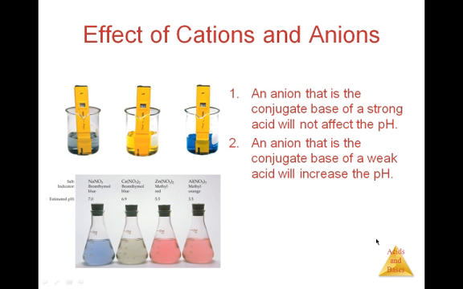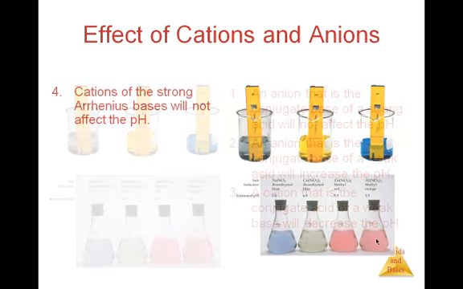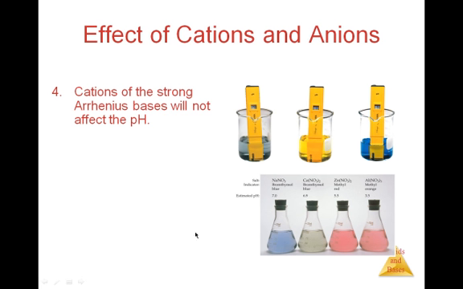Continuing back to the prompts, an anion that is the conjugate base of a weak acid will increase the pH. And then the last one is what I was referring to, a cation that is the conjugate acid of a weak base will decrease the pH, which is the flask example that you've seen right here. All right, cations of the strong Arrhenius bases will not affect the pH. And when you look at this one, let's look at the cations of a strong base. Sodium is the cation of a strong base because of sodium hydroxide. Therefore, it's not affecting the pH very much.